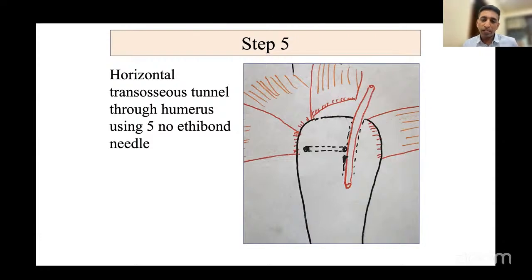So this is much better than a vertical transosseous tunnel, because with a vertical transosseous tunnel, the integrity of the tunnel still depends on the poor, osteoporotic bone at the GT. Here, if the bone stock is not good, we can go even more distal and still get a very good tunnel.